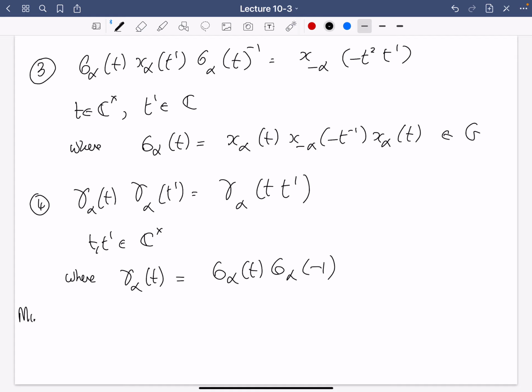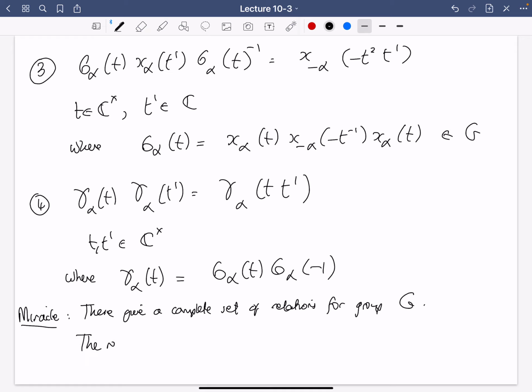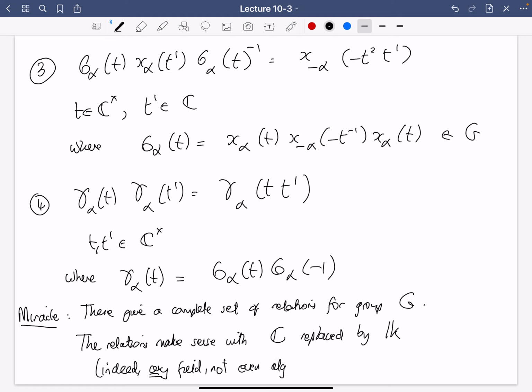So now here's the miracle. Well, there's many miracles at this point. These give a complete set of relations for the group G. The relations make sense with the complex numbers replaced by k. In fact, any field, not even an algebraically closed field, make total sense in the relations just written. And so what you do is you then take this set of relations and you get a group G of k for any field k.